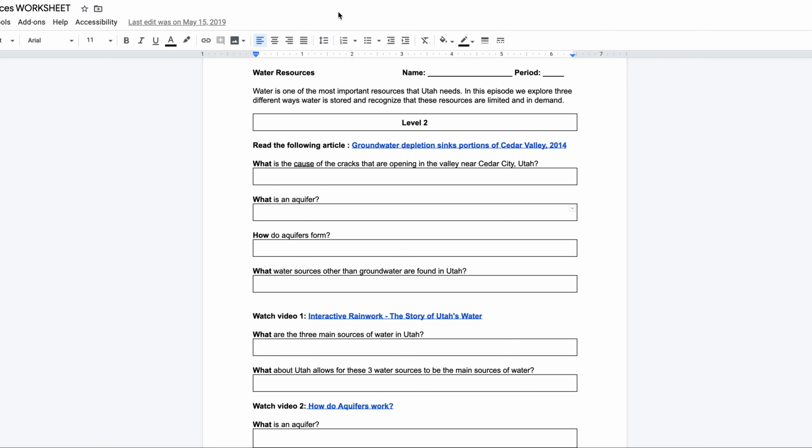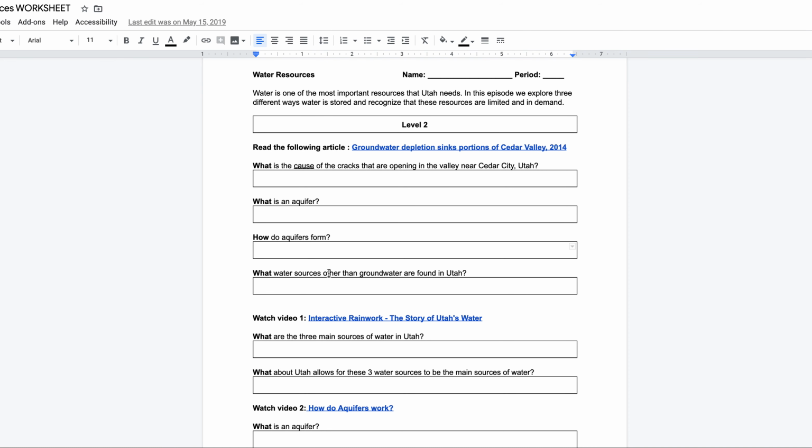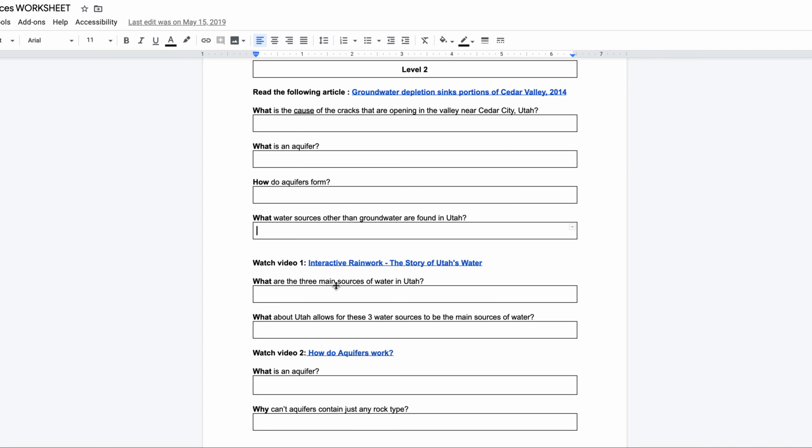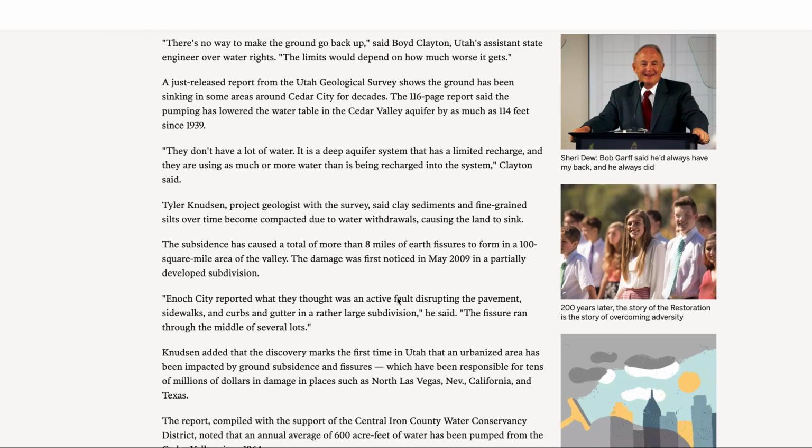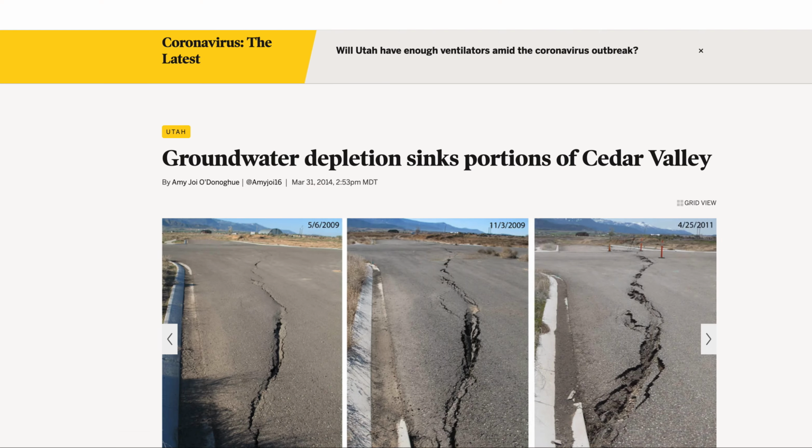Then it's going to ask you what is an aquifer, and then what do aquifers form, and what water sources other than groundwater are found in Utah. And so we don't just have groundwater, we have a lot of other ones. So this one is specifically talking about groundwater.